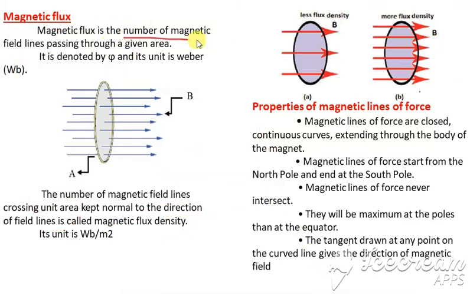Okay, clear with what is magnetic flux and magnetic flux density. Here also we are seeing it with the number of lines. But here the only exception is that we are keeping the area normal. Clear with this?